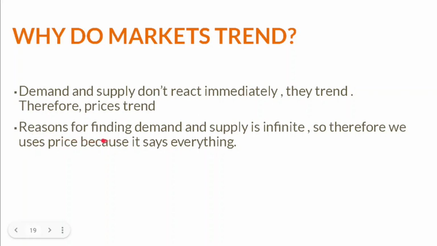And the reasons for changes in demand and supply are infinite. There are a lot of factors which are out of your control, which you cannot read and which can affect demand and supply in a stock. The reasons are infinite. You cannot pinpoint all the reasons why the stock is going up or going down. So therefore we use price, because price says everything. And whatever the news is in the market or whatever the company fundamentals are, all these things are reflected in price. That's why we read price to figure out what the trend is.